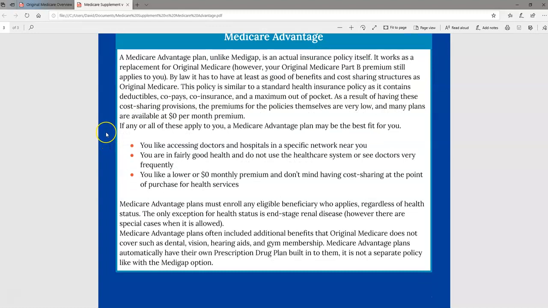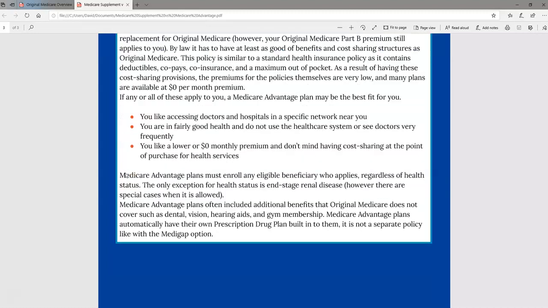If any or all of these apply to you, a Medicare Advantage plan may be the best fit for you. You like accessing doctors and hospitals in a specific network near you. You are in fairly good health and do not use the healthcare system or see doctors very frequently, or you like a $0 monthly premium and don't mind having cost sharing at the point of purchase for health services.